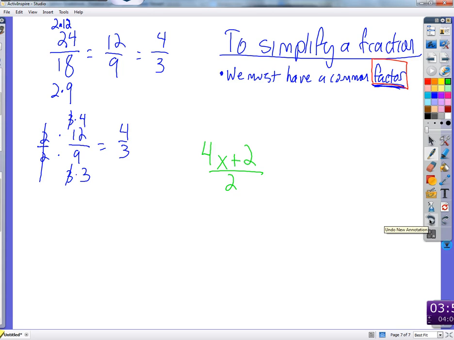But here's how we have to justify it. In order to cross it out from the numerator and denominator, what does it have to be? If we're going to cross out a 2, it has to be a factor. A factor meaning, how do you define a factor?